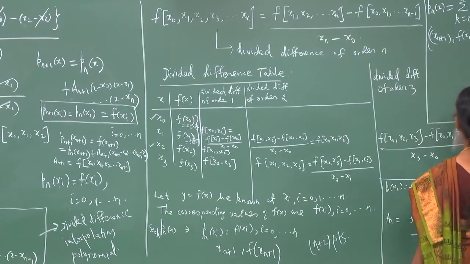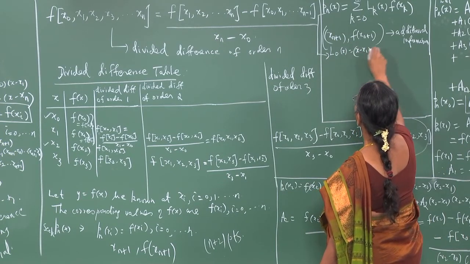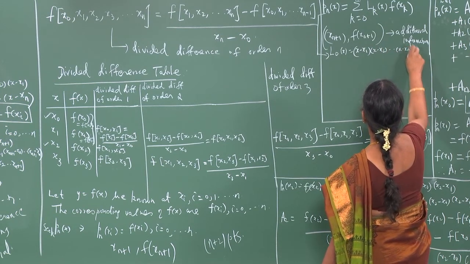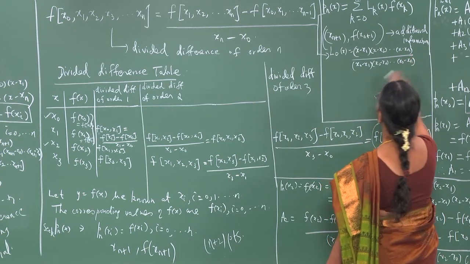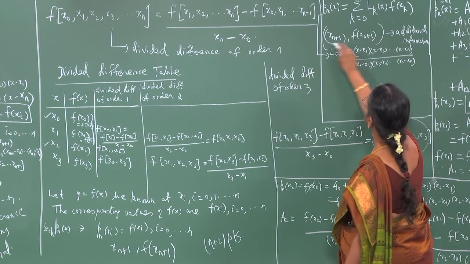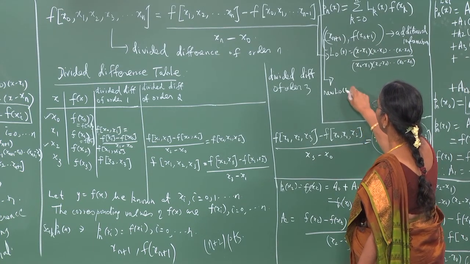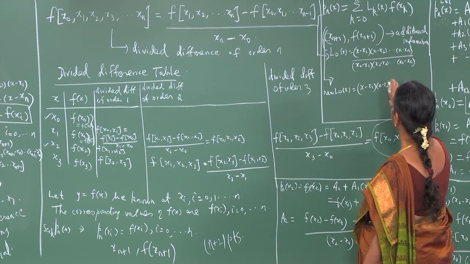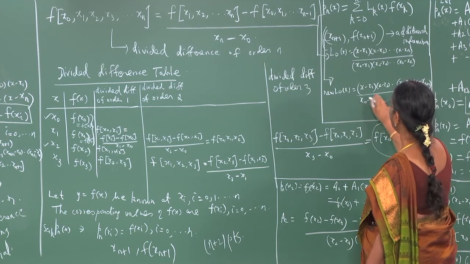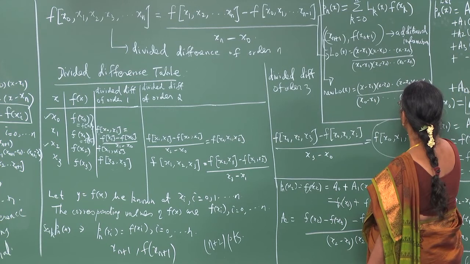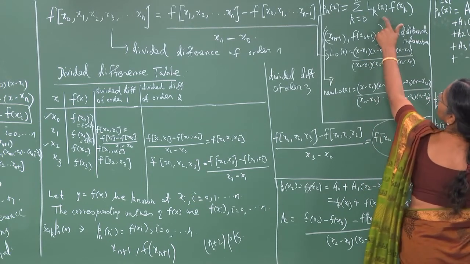No, it is not possible, because for example, in constructing Pn of x, what was your L naught of x? It was x minus x1 into x minus x2, etc., x minus xn divided by x naught minus x1 into x naught minus x2, etc., up to x naught minus xn. But if you want to construct a polynomial of degree now n plus 1 to incorporate this additional information, the new L naught of x must be x minus x1 into x minus x2, etc., up to x minus xn into x minus xn plus 1 divided by x naught minus x1, etc., x naught minus xn into x naught minus xn plus 1. So, this must be multiplied by f of x naught to give you the first term.